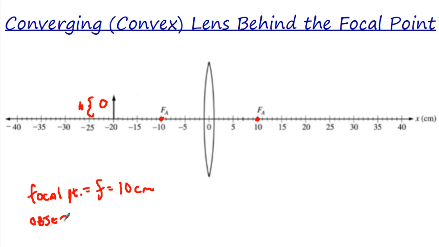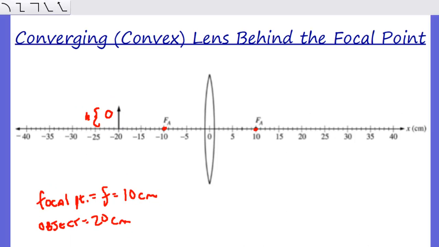My object is exactly 20 centimeters away from this lens right here. So let's draw our ray diagrams. My first ray is going to come from the object. It's going to come parallel, okay? And I'm going to make that as good as I can do. And so it's going to run parallel there.